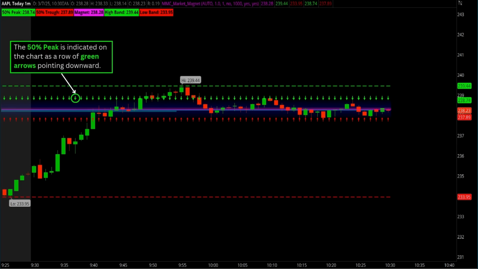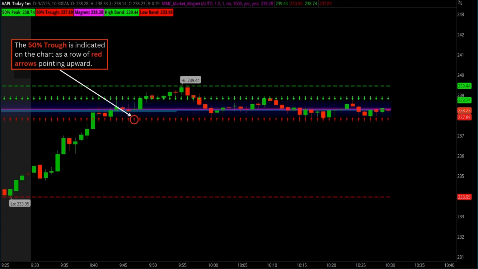There are green arrows on the chart clearly pointing down from this level. To the right of the peak label, the red 50% trough label marks the price of the low of the value zone, showing a possible support or breakdown level. Red arrows point up from the trough level, helping traders visualize this price level.